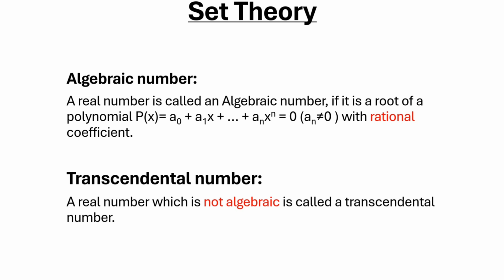Now, let's see algebraic numbers and transcendental numbers. So, a real number is called an algebraic number if it is a root of a polynomial p(x) = a0 + a1x + ... + an x^n = 0, where an is not equal to 0, with rational coefficients for all n. And a real number which is not algebraic is called a transcendental number.